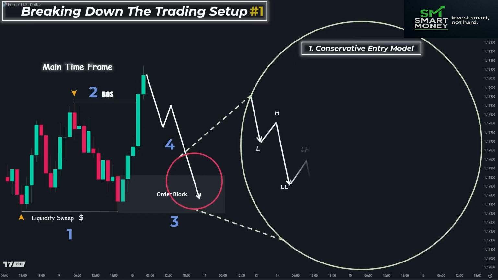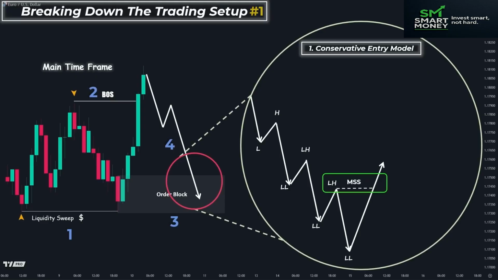Once price returns to the higher time frame order block, we zoom into a lower time frame, like the 5-minute or even the 1-minute chart, and look for signs of reversal. This could be a market structure shift or a clear change of character, which gives us our first layer of confirmation. Now, once that structure shift is confirmed and we expect the price to move higher, the next step is to look for a buying opportunity.